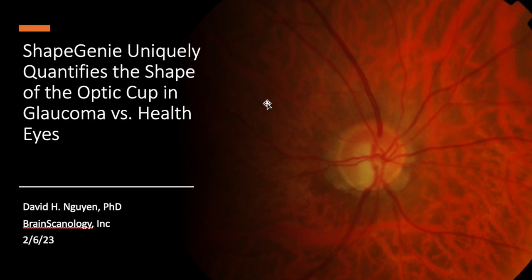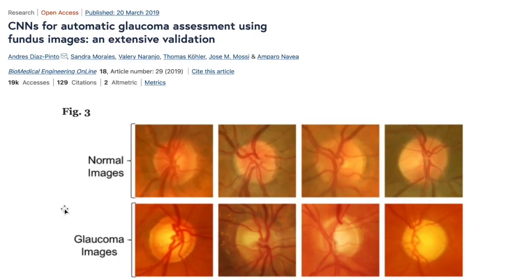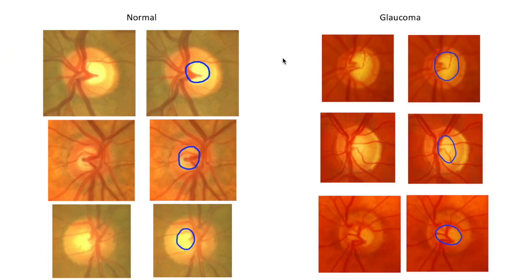In this presentation, I will discuss how ShapeGenie measures the shape of the optic cup within the optic disc, specifically for glaucoma. I studied a data set called the ACRIMA dataset that was archived by Diaz-Pinto et al. in this paper. And here are examples of how I manually segmented the shape of the optic cup within the optic disc for normal cases and cases of glaucoma.